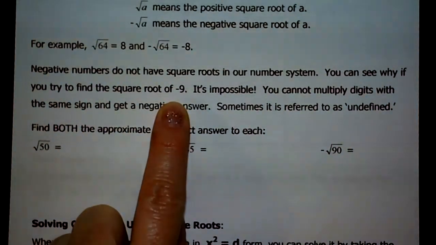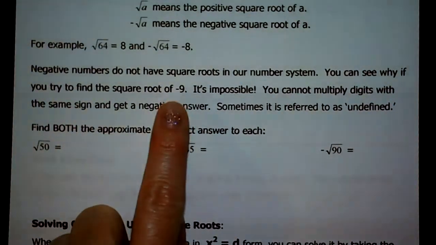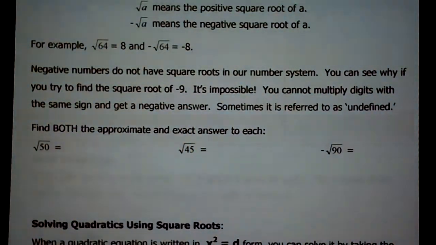What do you think? Well, 3? Well, 3 squared, yeah, that gives you, no. What about negative 3? Doesn't a negative 3 multiplied by another negative 3 give you a positive 9? So it's impossible. You can't multiply numbers with the same sign and get a negative answer. So sometimes we refer to this as undefined. You're going to be referring to it later as the letter i when you have to pull out the negatives.